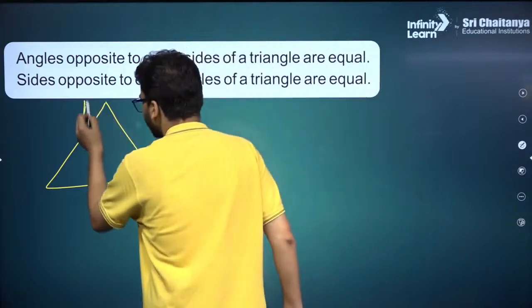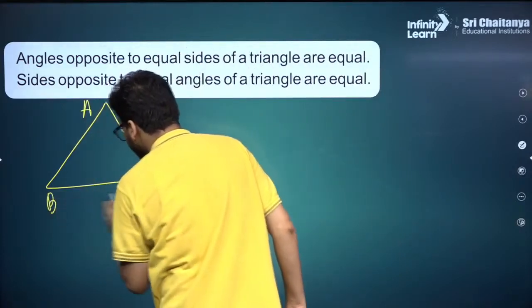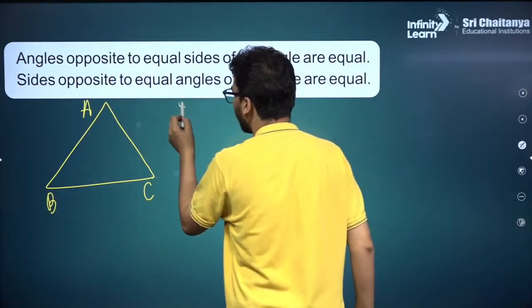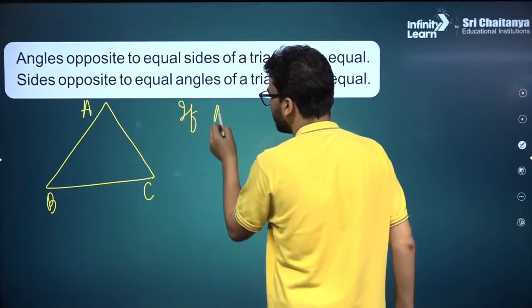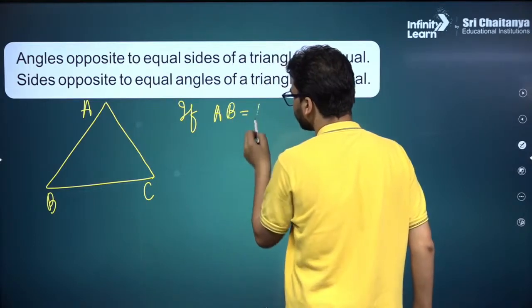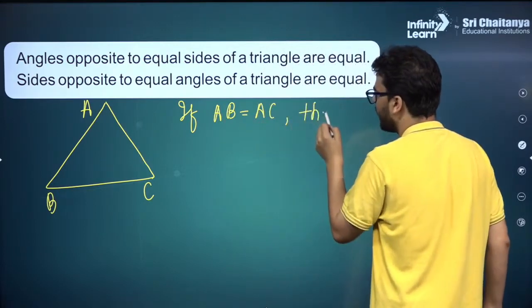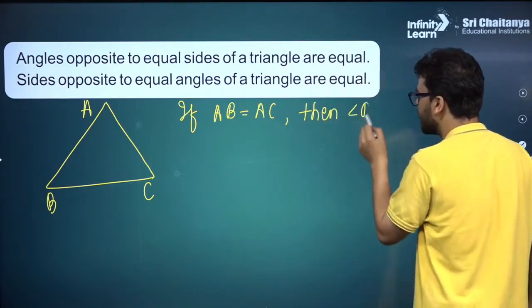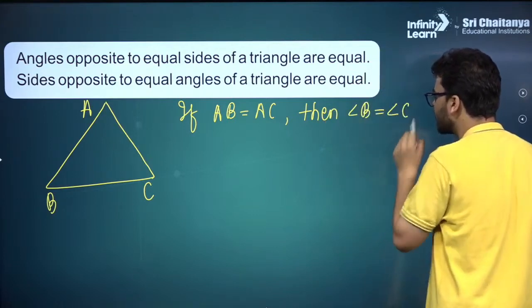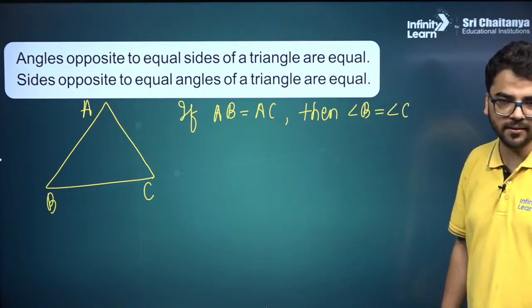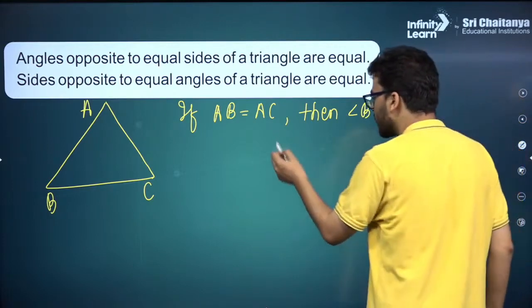So if you have got this triangle ABC, and it is given that AB is equal to AC, then angle B is equal to angle C, right? Angles opposite to equal sides of a triangle are equal, correct? And its converse is also true.